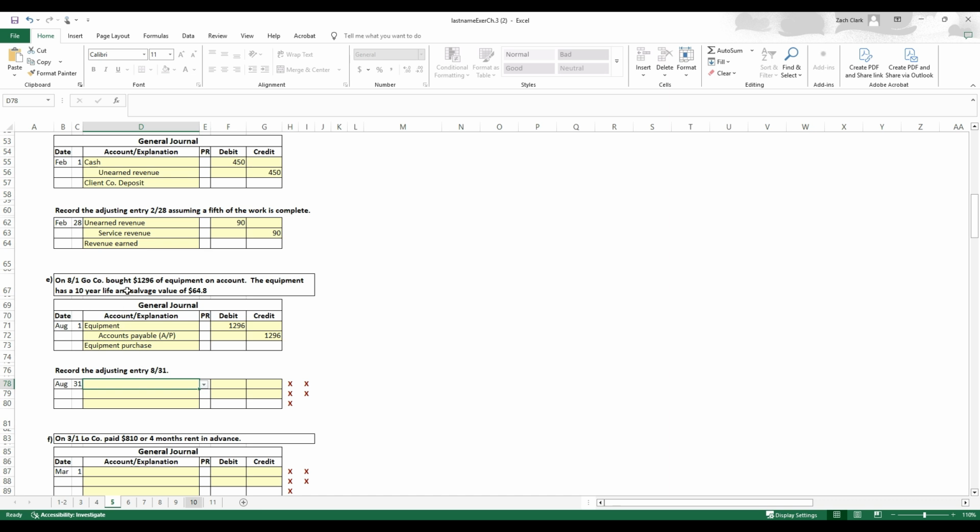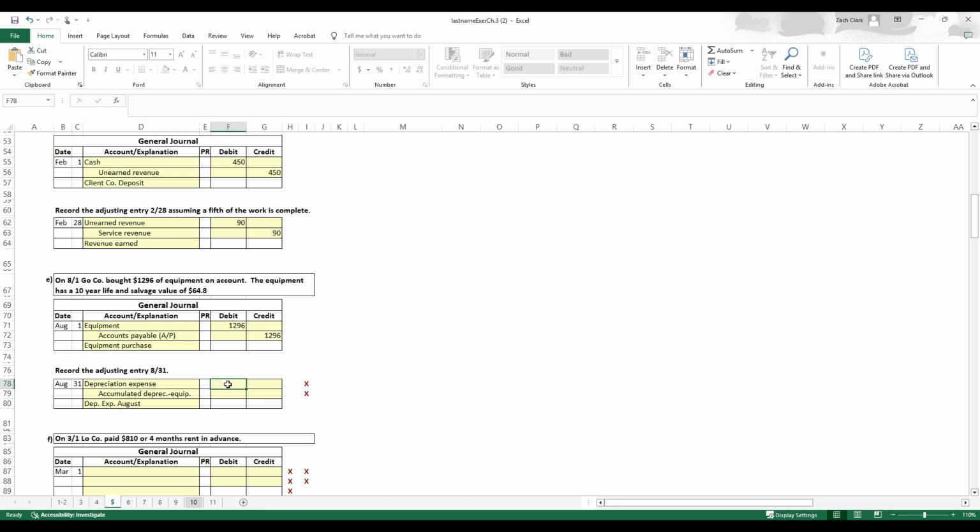Okay, and now we're going to record a depreciation expense entry here for 1 month of depreciation expense on 8/31. So let's go to depreciation expense and accumulated depreciation equipment. And I'm just going to put this in, August.